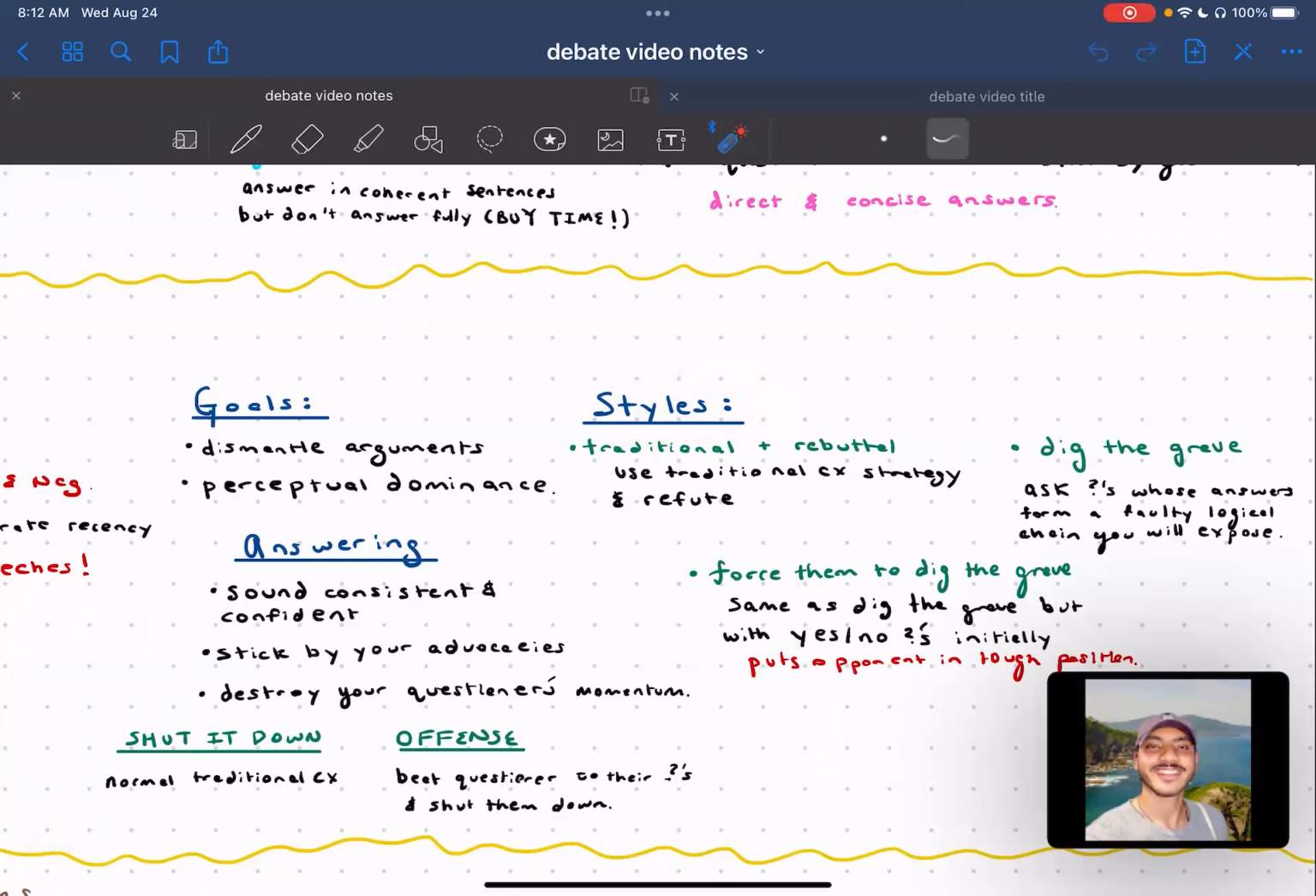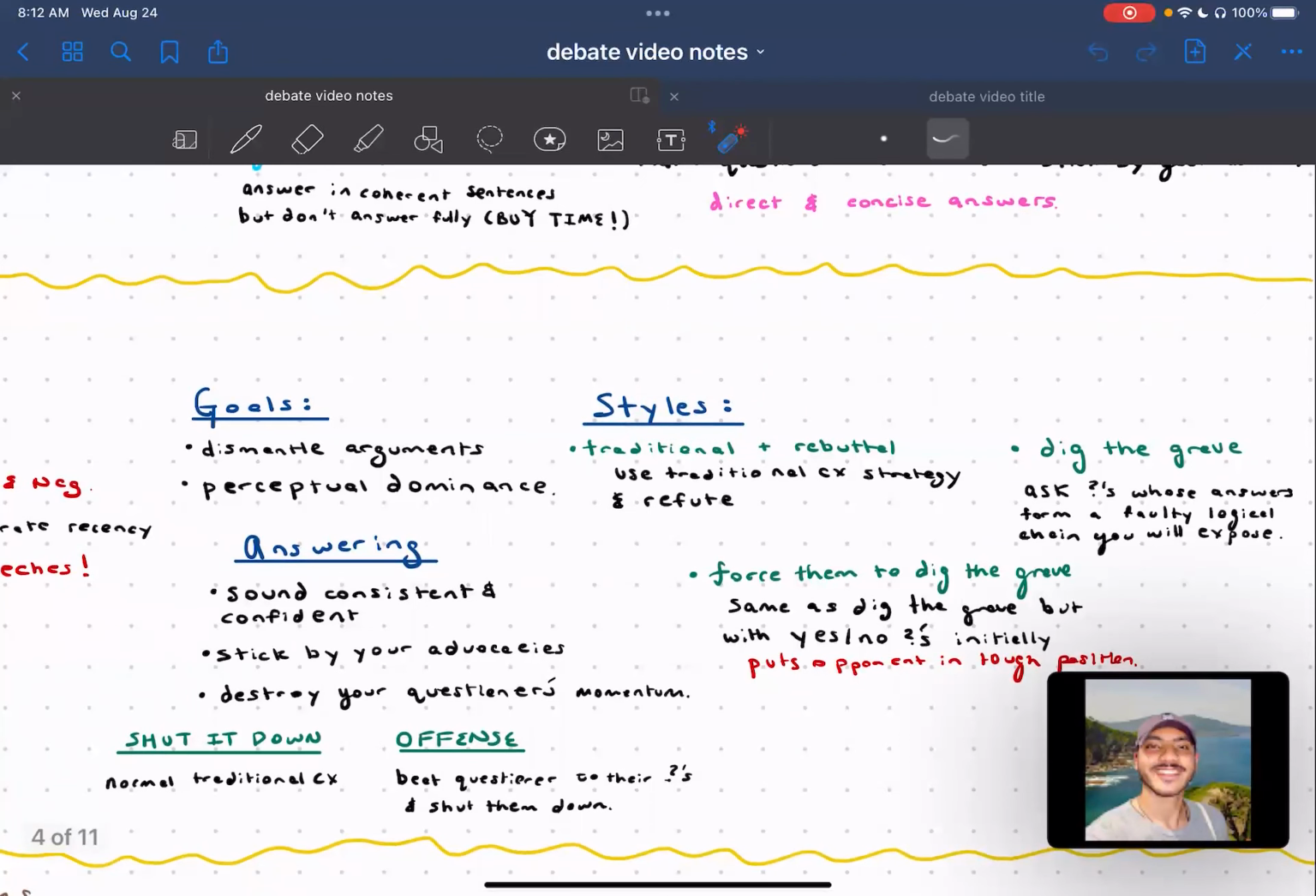The first one is a traditional unrebuttal. This is very simple. This is basically using the same ideas as was given in the traditional CX period, just by asking journalistic words, open and concise questions.